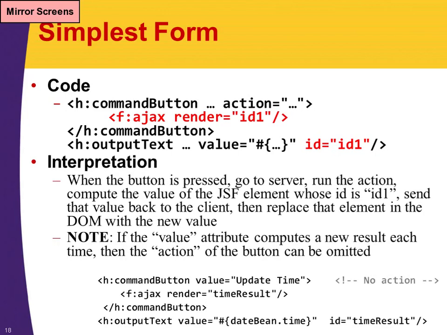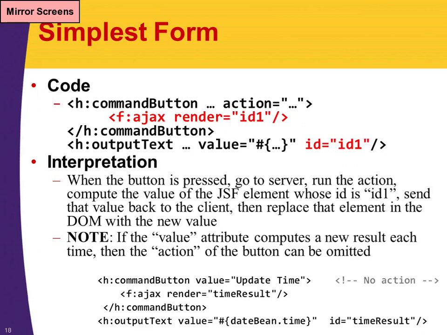So the interpretation of what you see there is: the button is pressed, it goes to the server, runs the action, computes the value of the element, in this case the one that's going to be rendered, sends that value back to the client, then replaces that element in the DOM, because that's really what's going on here, with the new value. And that all happens underneath the covers.